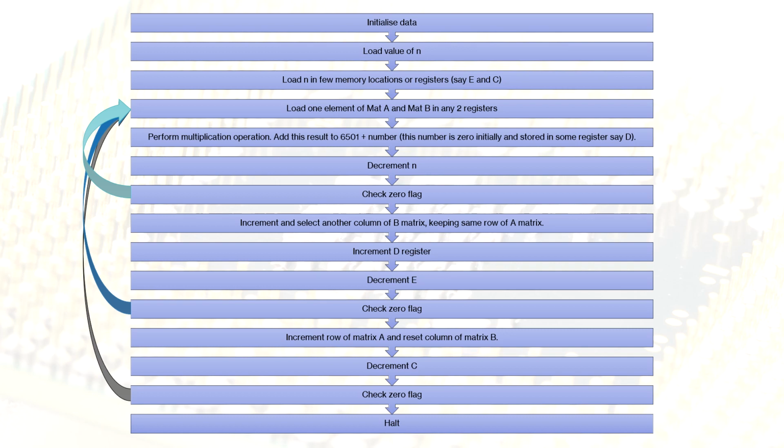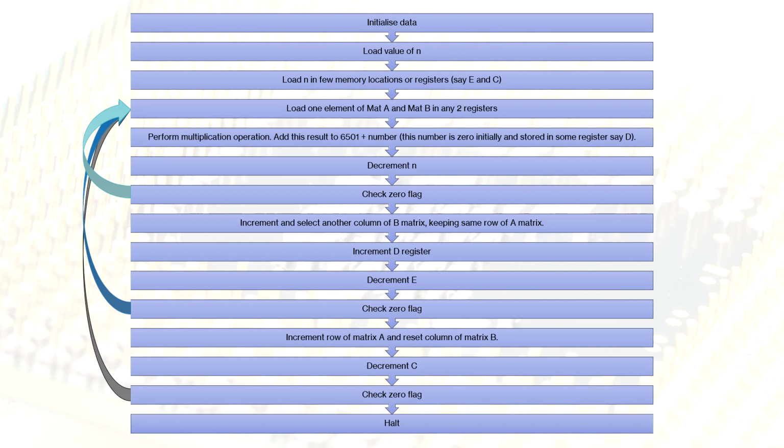So once this operation finishes, we'll be decrementing the E register, checking the status of the zero flag, and then we'll be incrementing the row of matrix A also. So first we'll keep the same row of matrix A while changing the columns of matrix B, so that we can obtain C11, C12, C13 up to C1n. Once that is done, we need to now obtain C21. For that we need to reset the column of matrix B and increment the row of matrix A.